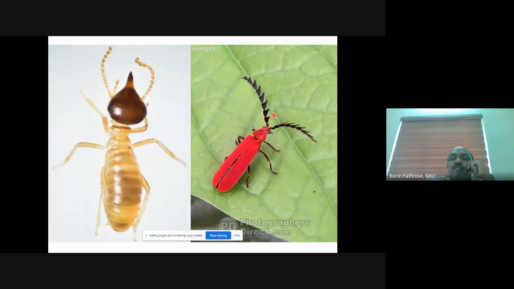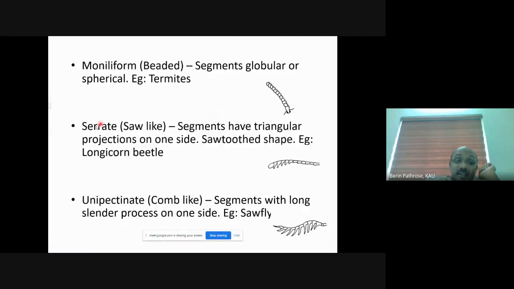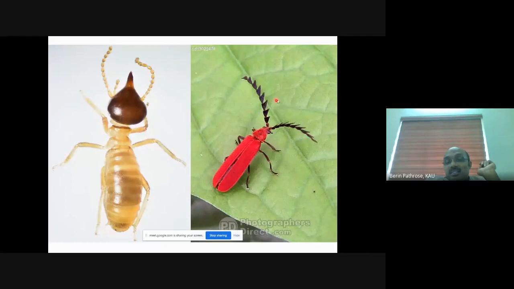The next modification, you can see the antenna over here in this insect. This type of antenna is called a serrate antenna. Serrate antenna. This is also called saw-like antenna. You can see it is saw-like. Each segment of the antenna has a triangular projection towards one side. See, each segment is having a triangular projection. Can you see the triangular projections over here?